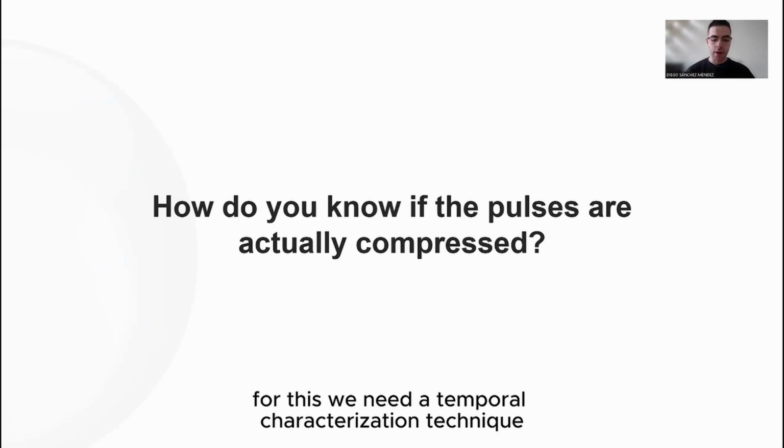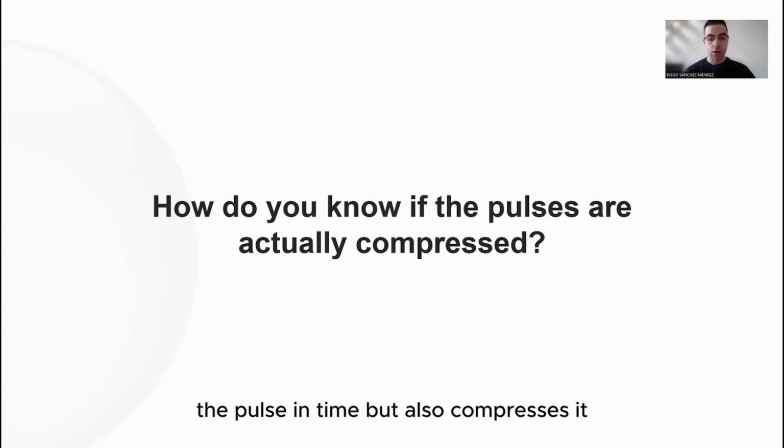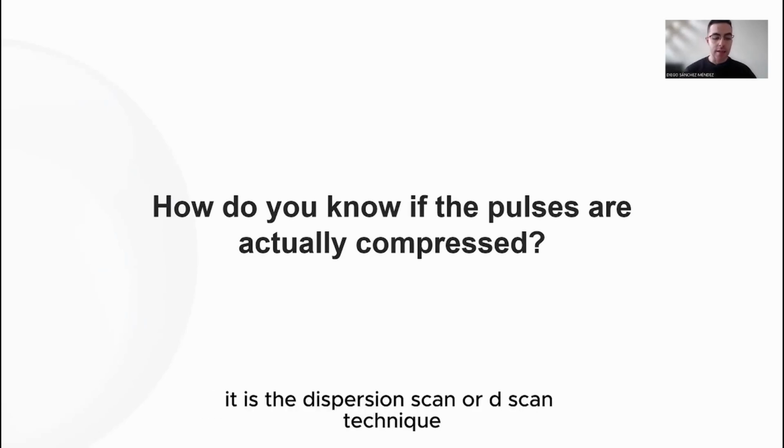For this, we need a temporal characterization technique to know it, and one of them not only measures the pulse in time, but also compresses it. It is the dispersion scan or D-scan technique, already developed more than a decade ago.